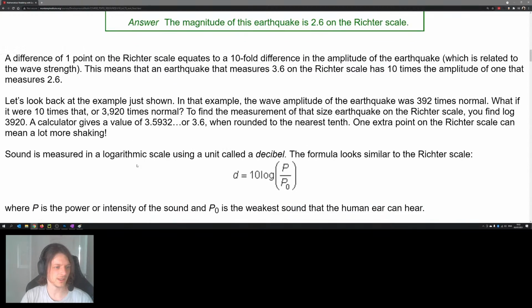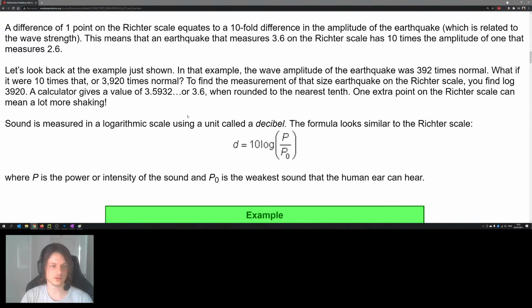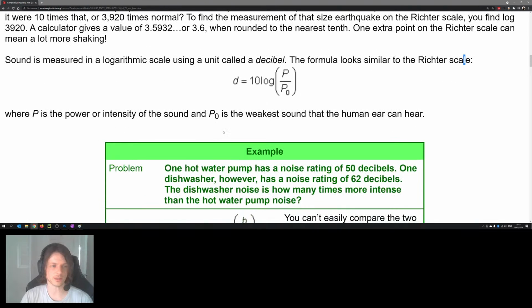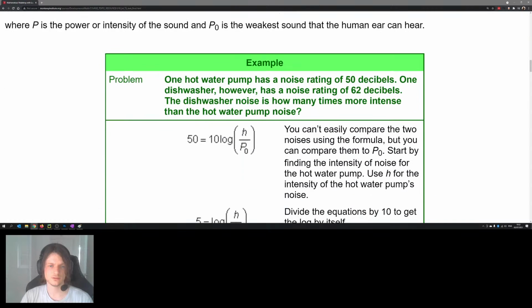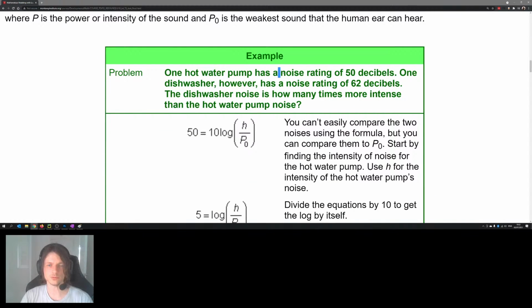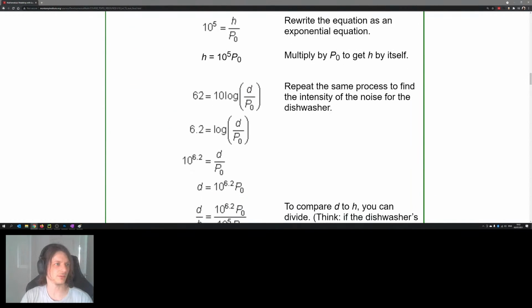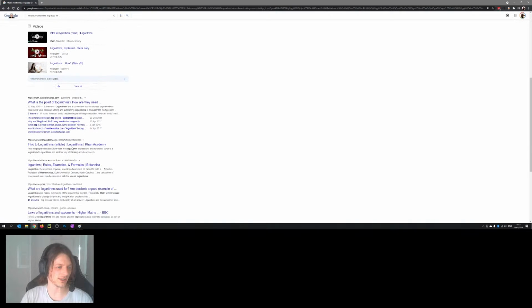Sound is measured in a logarithmic scale using a unit called a decibel. The formula looks similar to the Richter scale: 10 log of P over P0, where P is the power or intensity of the sound and P0 is the weakest sound that the human ear can hear. Yeah, but why? This does not tell me why that's important. Future work with logarithm.